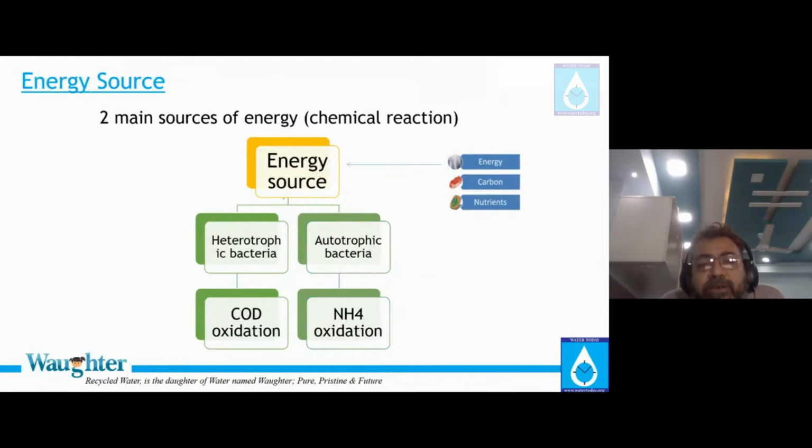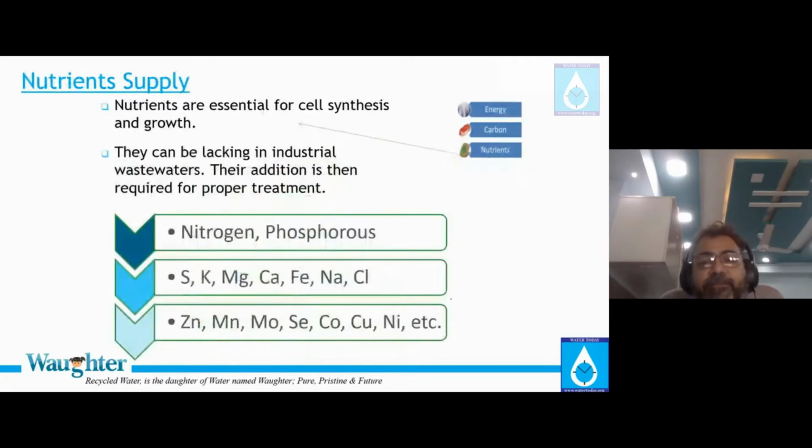How do they get energy? Because energy is everything, right? The way I breathe, bugs do not breathe like that, okay? So heterotrophic bacteria do the oxidation of carbonaceous substances called COD. And autotrophic bacteria do oxidation of ammonical substances called ammonium, ammonia, okay? And you give some nutrients to them. They can be lacking in industrial wastewater, so you can add them. But in sewage, you don't have to really add nutrients.